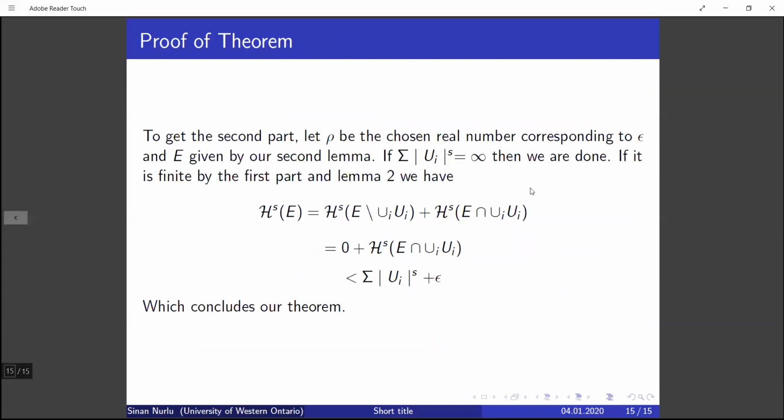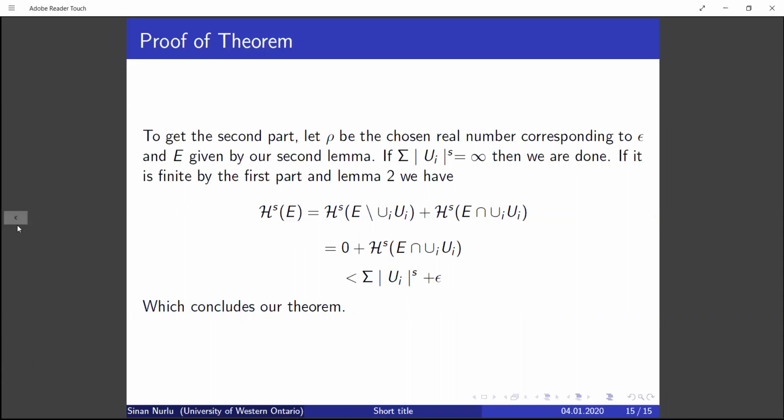If though it is not infinite, then from the first part of our theorem, we know that this guy is 0. And here, this is strictly smaller than this, because of our second lemma. And again, first part. So if you recall our lemma, it says that for the rho that is chosen specifically for the epsilon and E, for any rho Borel cover, we would have this, which is true because of our second lemma. All right, so this concludes our theorem.